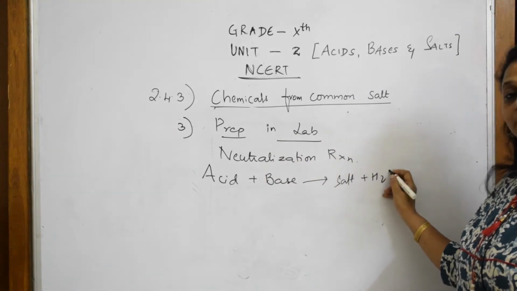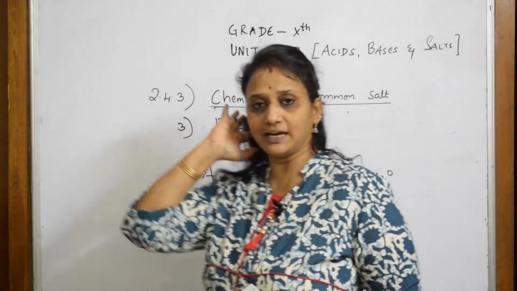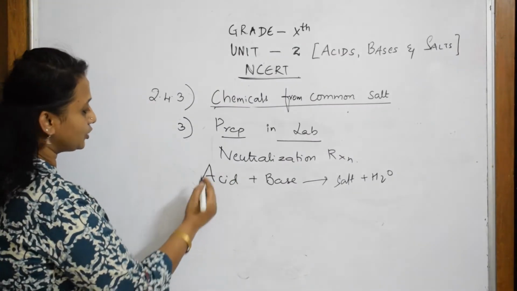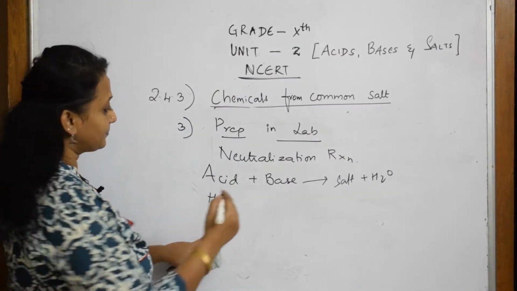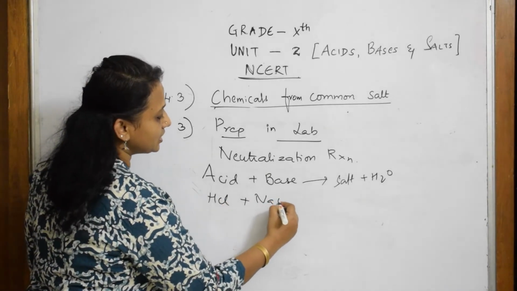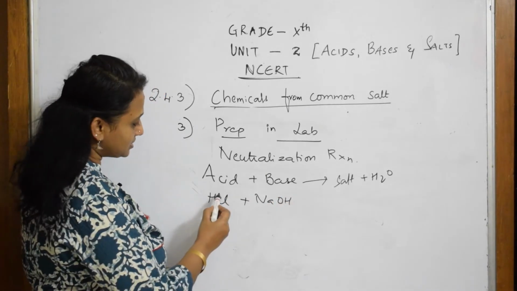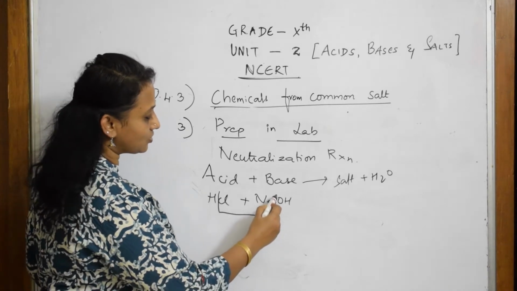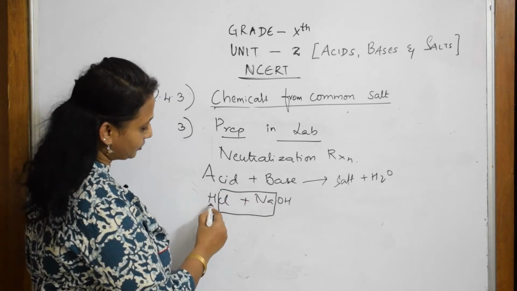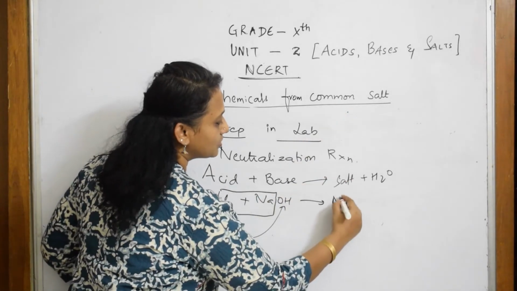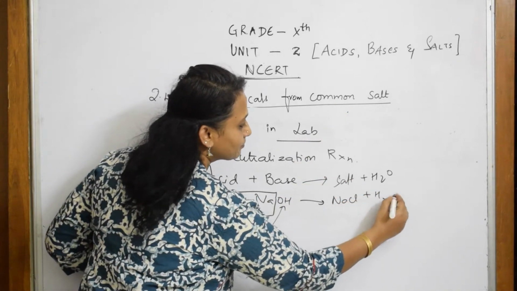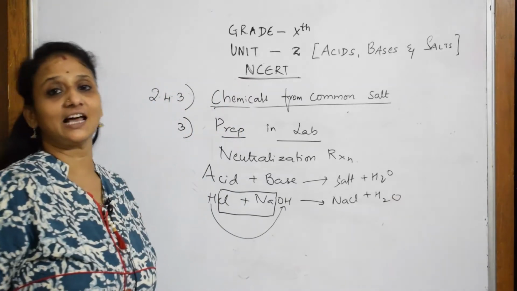Now if I have to see the chemical reaction of this, for the acid you're going to take HCl, nothing but hydrochloric acid. You're going to add a base, sodium hydroxide, to this. Just see, students, the center part is already NaCl and the leftover is water. So we are preparing sodium chloride or common salt, NaCl plus water here. So common salt is ready. This is the lab preparation.